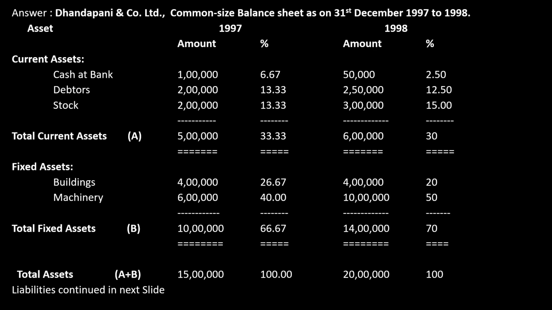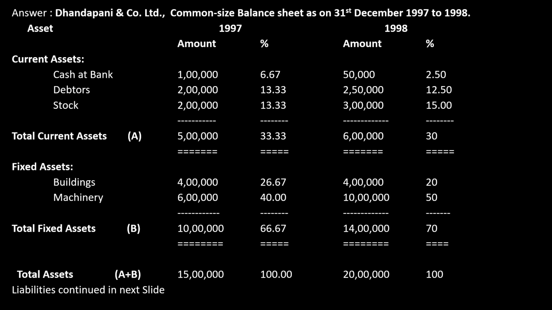Now the answer for this, sum number 4. First, you are going to do the common size, which means you are going to take one item as a common item. In the previous class, when you did the common size income statement, we took sales as a common item and we divided everything by sales into 100. We got the percentage. Here we will take the balance sheet total as a common factor.